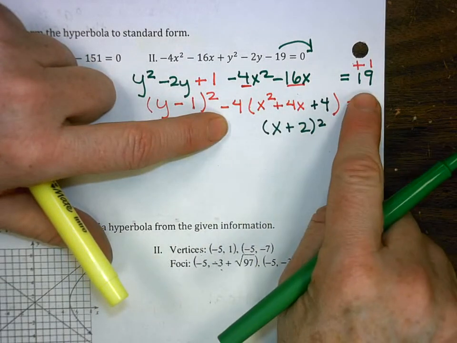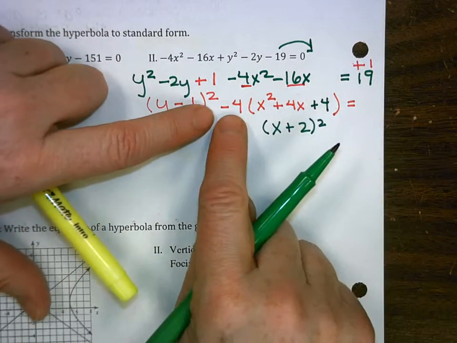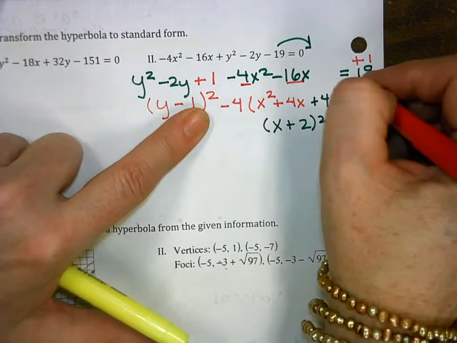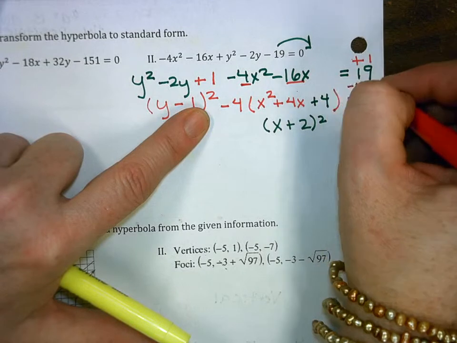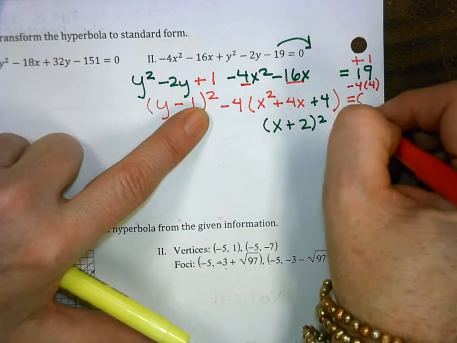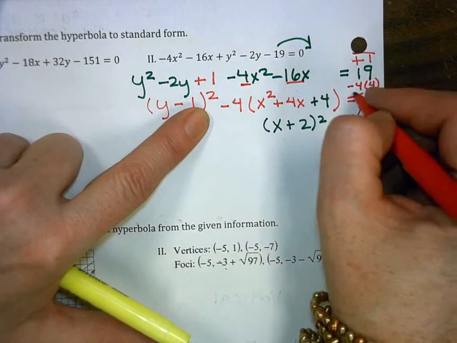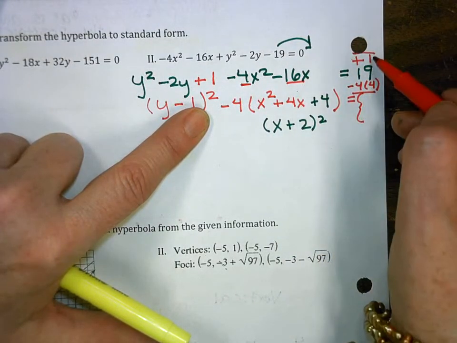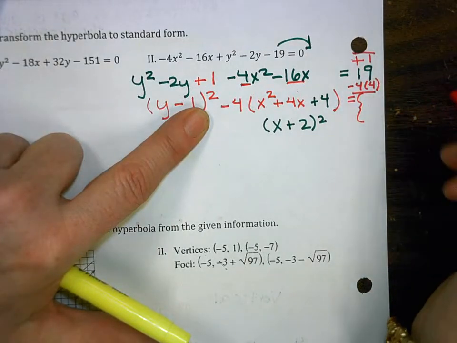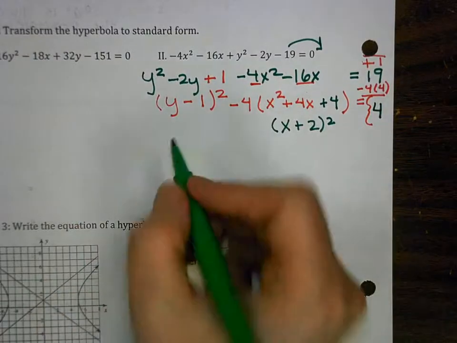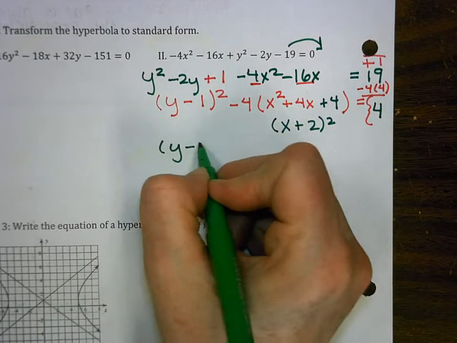2 squared is plus 4. So I've completed the square. What do I add to the right-hand side? Negative 4 times positive 4. So I'm going to add negative 4 times positive 4. Then I'm going to add all these three things together: negative 16, positive 19, and positive 1. So we have 20 minus 16, a total of 4.